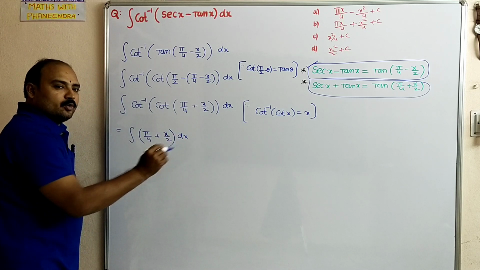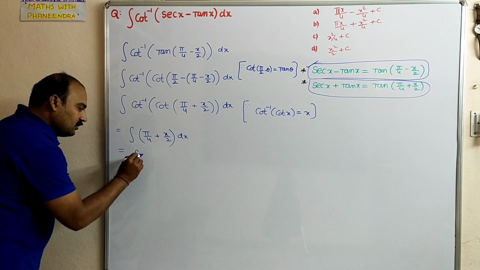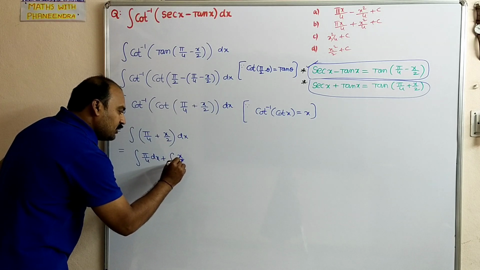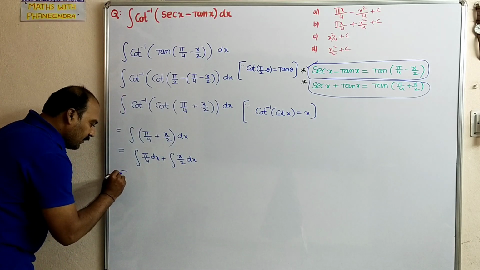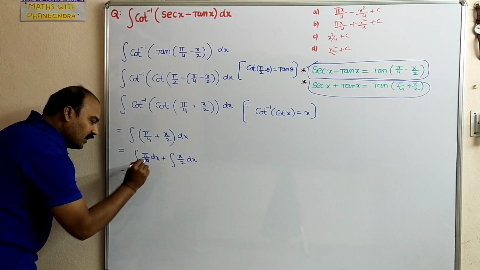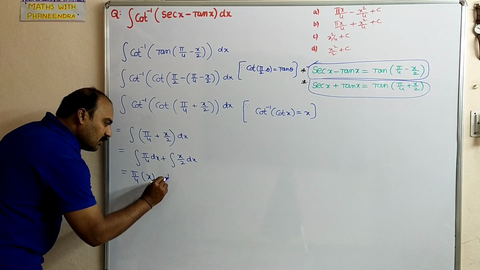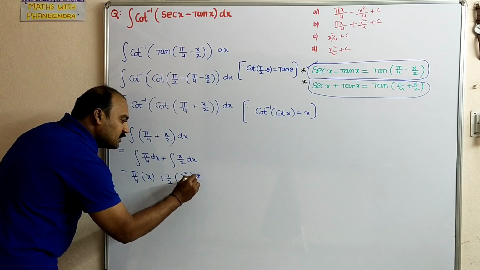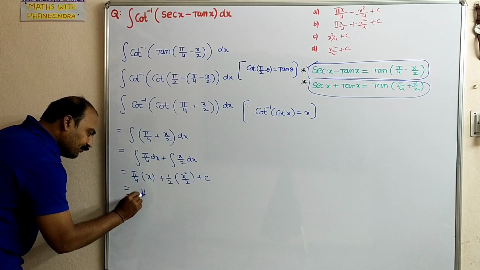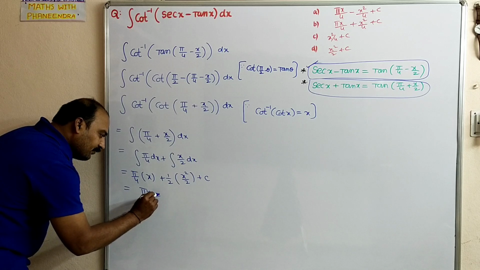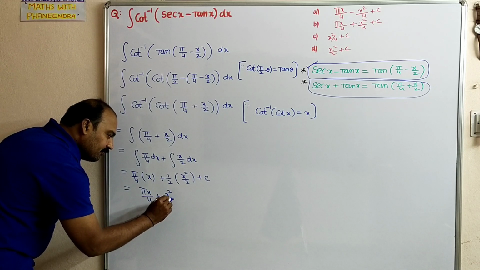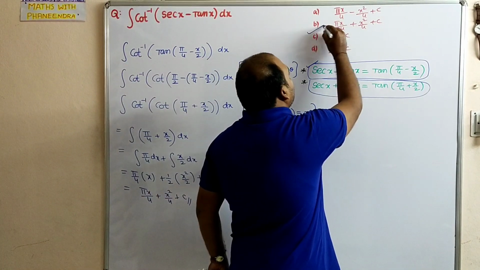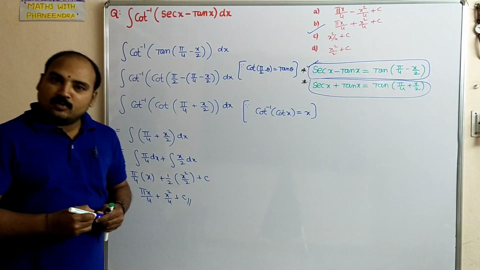Now you have to integrate. Integral pi by 4 into dx plus integral x by 2 into dx. Pi by 4 is a constant, you can take it outside. Integral dx is x. Plus 1 by 2 constant you can take outside. Integral x dx is x square by 2 plus c. Therefore, the conclusion step: pi x by 4 plus x square by 4 plus c, which is there in the second option. We will move to the next question.